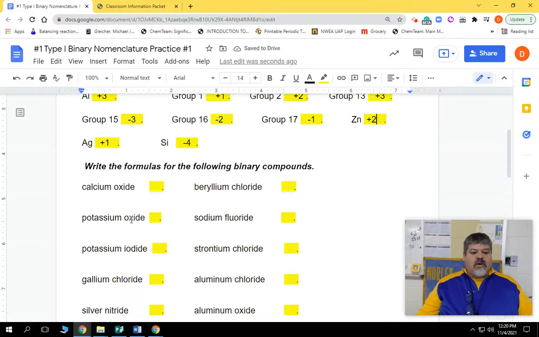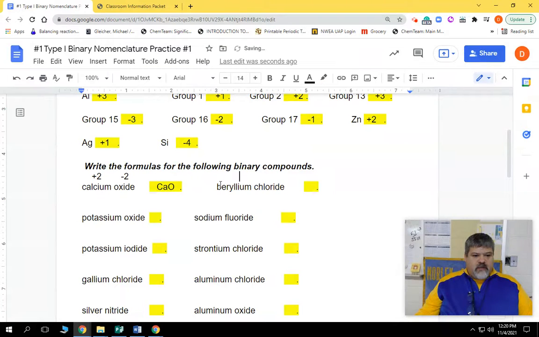Now the second part right here, we're going to write the formula. So this is what I always want you to do. Put the charge above calcium. We look at calcium. Calcium is in column 2A, so it's going to be +2. We go over to oxygen. Oxygen is in 6A, so it's going to be a -2. They cancel each other out, so all I need is these symbols for each one of those. So calcium is going to be capital CA, and then oxygen is just going to be a capital O.